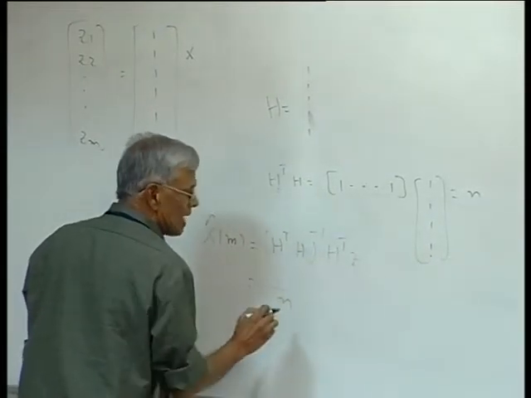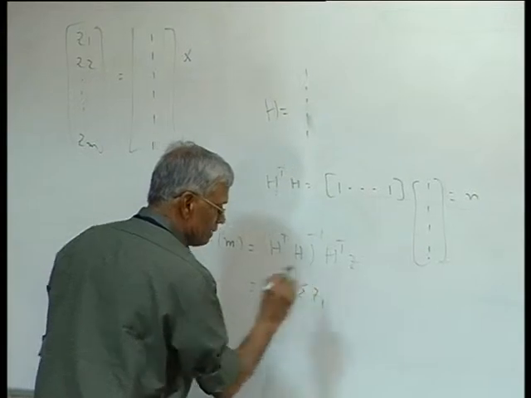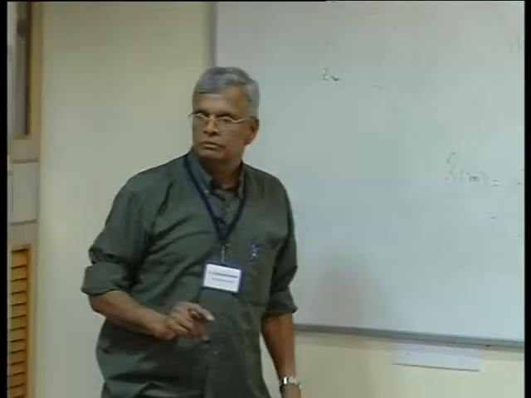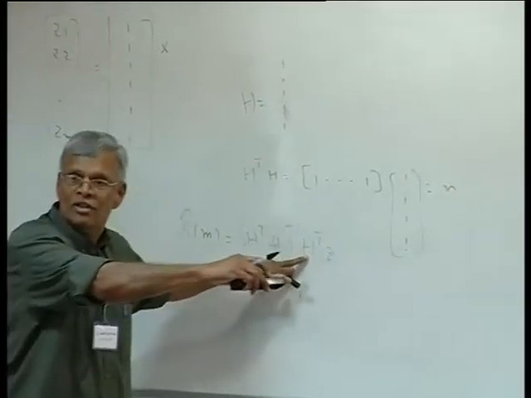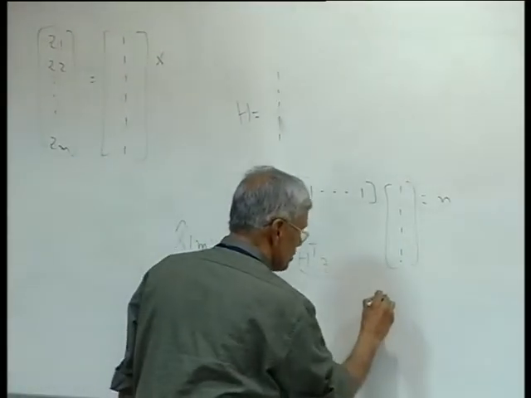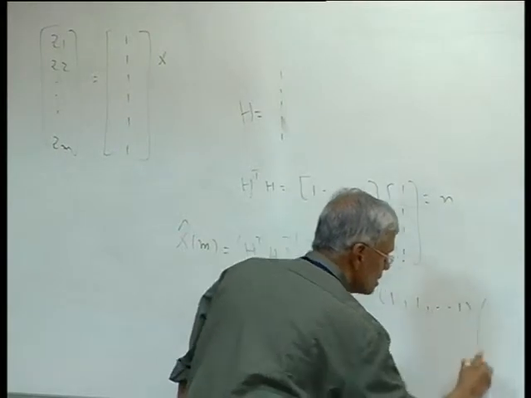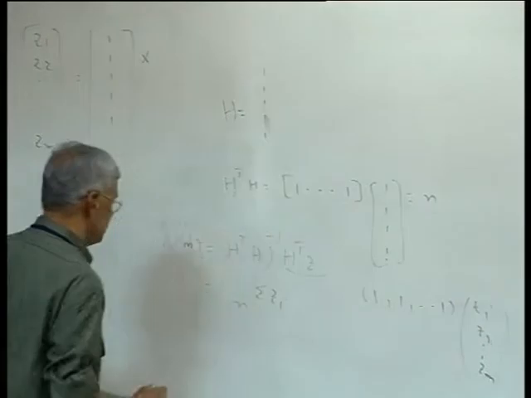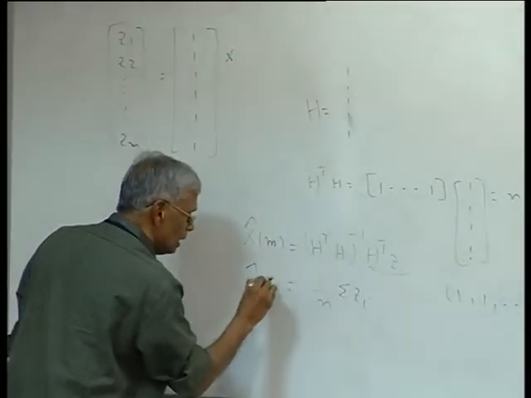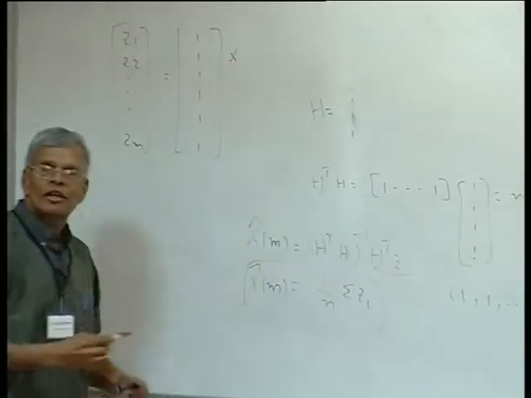What is H transpose z? That is equal to the summation of zi. This is a row of ones. So what is this term? This term is 1, 1, 1 times z1, z2, zm. That's the sum of that. So, hey, look at this, very natural interpretation.